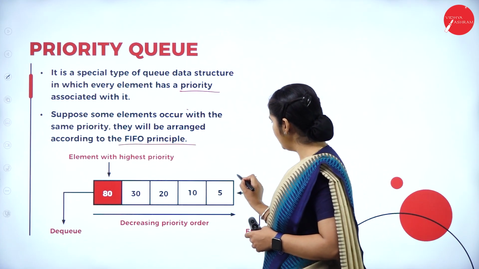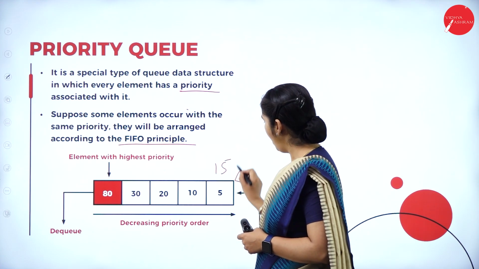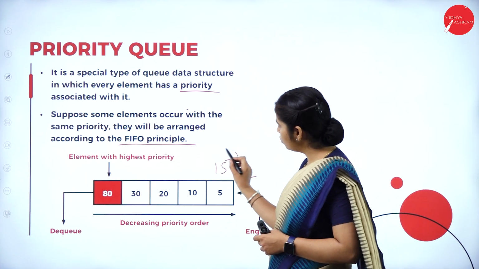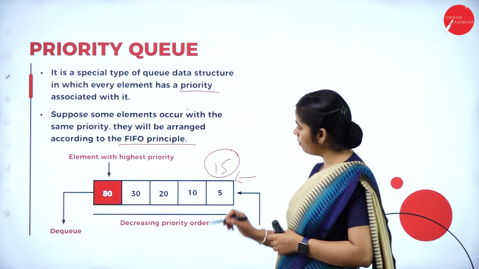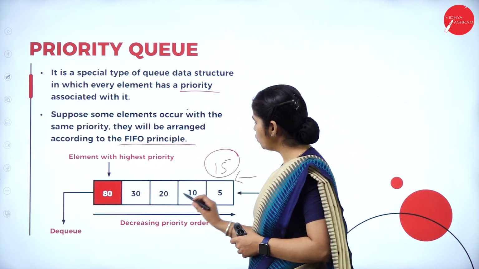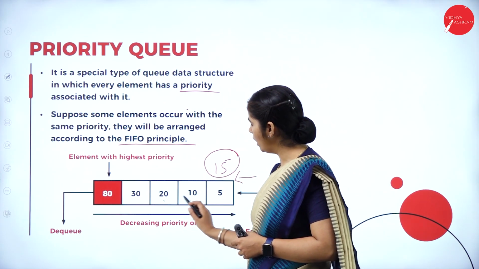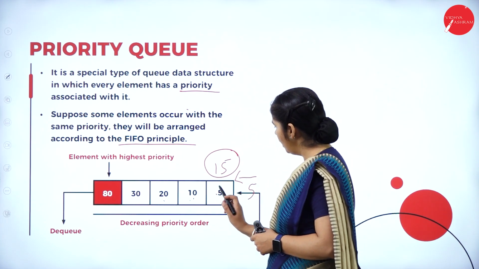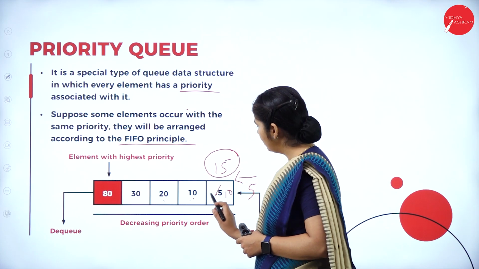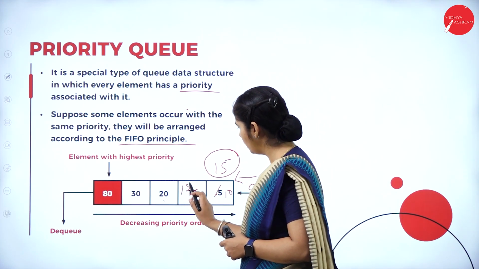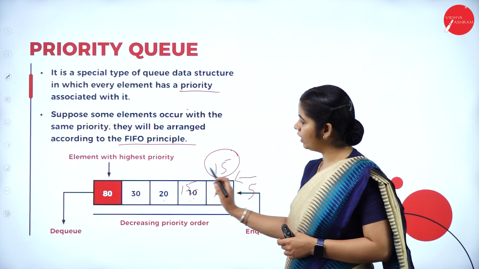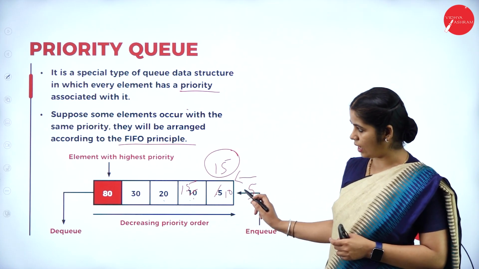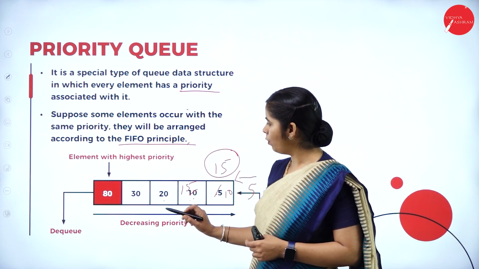While inserting, if I insert 15 after 5, it has to be arranged in the priority manner. Where does 15 have to come? 15 has to come in between 20 and 10, right? So we have to shift this 5 here, then 10 here, then 15 here. This is how it will arrange itself, following the FIFO principle.